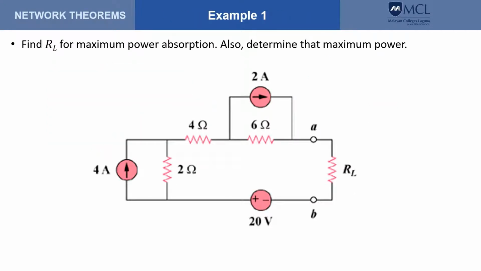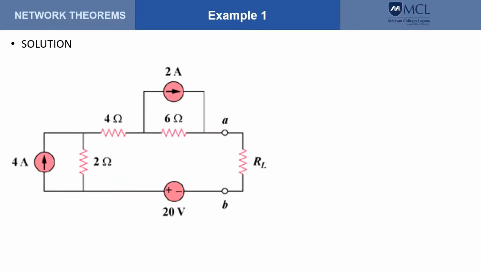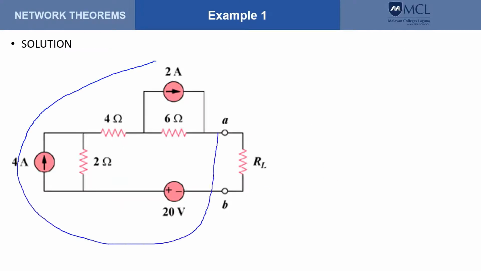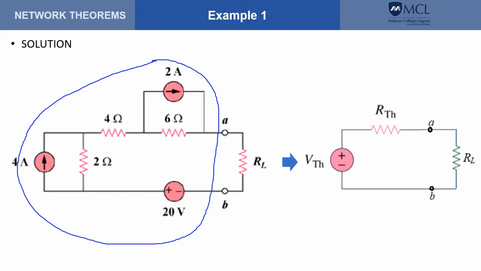Let us work on this example to illustrate maximum power. Here we are required to determine R sub L that would absorb maximum power. After determining R sub L, we're then required also to compute the power that is absorbed. In order to accomplish this, we need to convert this part here into its Thevenin's equivalent and come up with a simplified circuit that looks like this one.